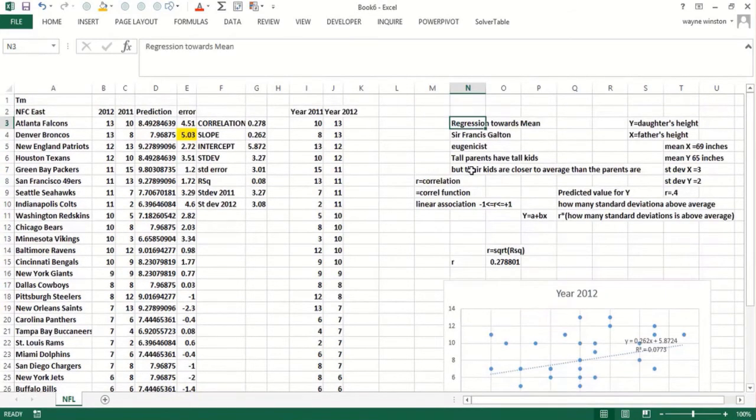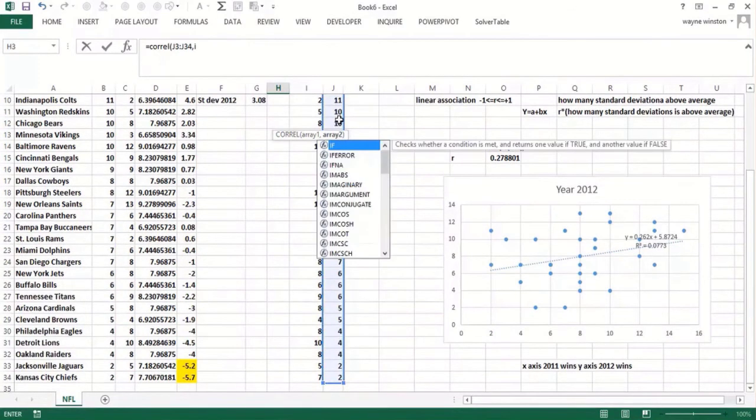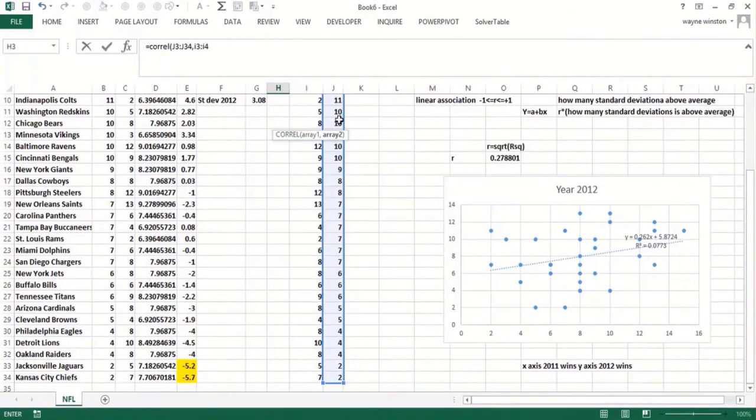So I can actually get all this stuff by Excel functions, which I don't think we've talked about. Okay, I have them right here. But if I want the correlation between the 2012 wins column and the other, it doesn't matter which you put first for correlation.